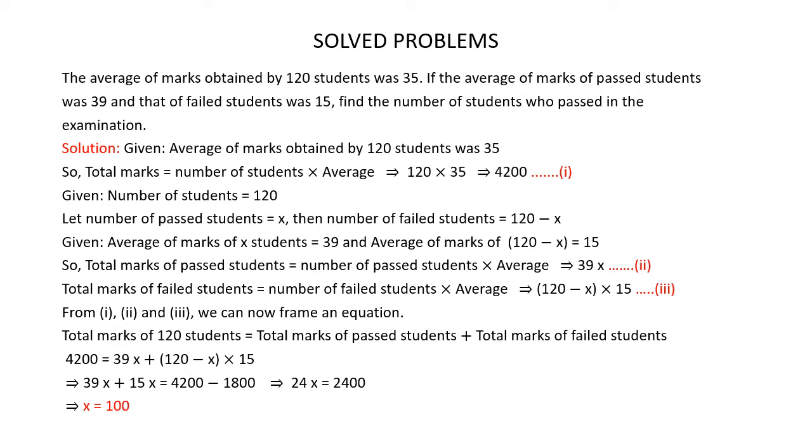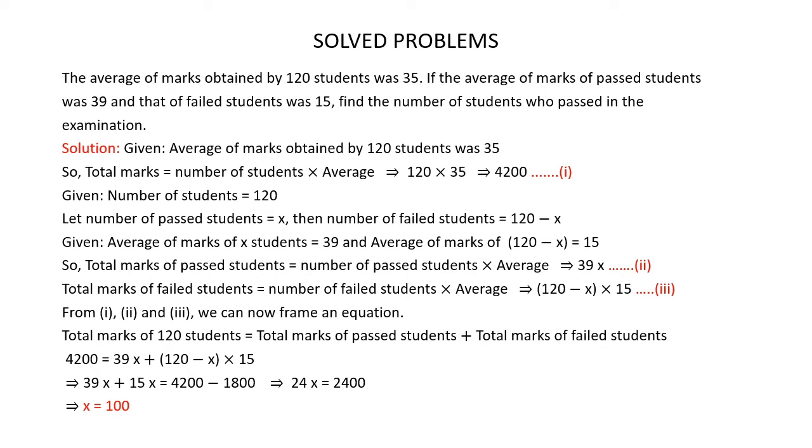Total marks of failed students is equal to number of failed students multiplied by average. This is 120 minus x multiplied by 15. So total marks of failed students is 120 minus x multiplied by 15, which is the third equation.